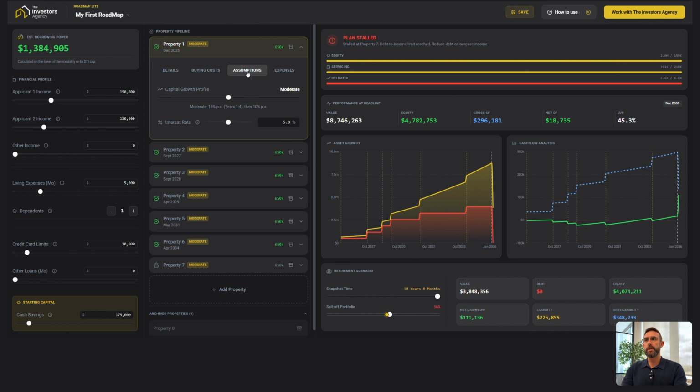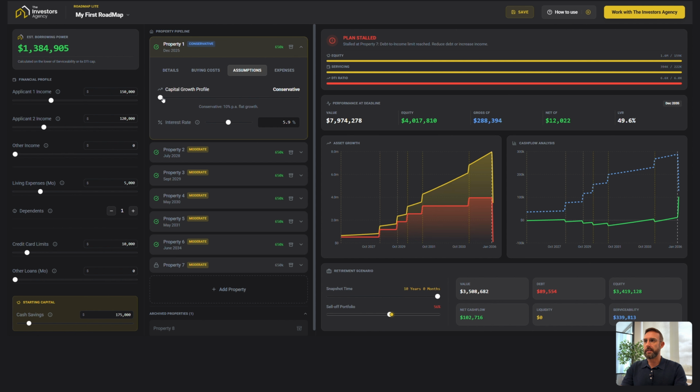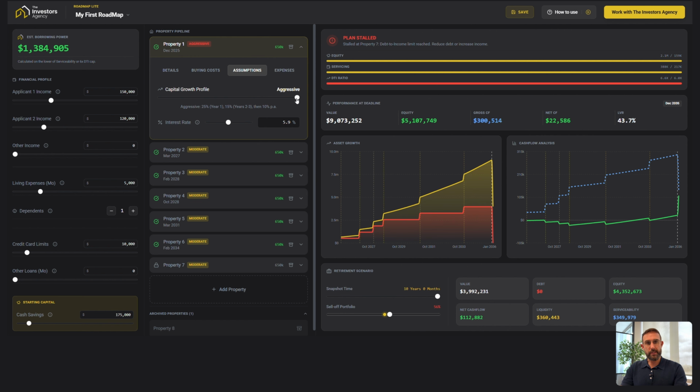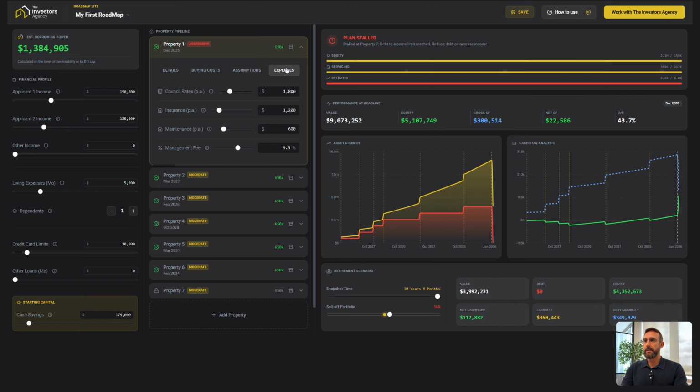Assumptions tell us which property market growth expectation we're assuming for the property to be located in. On the left-hand side, you can see a conservative expectation, a moderate in the middle, and an aggressive on the right-hand side. This breaks down the values attached to each of those models. Expenses on the right-hand side shows us the council, insurance, maintenance costs, as well as management fees.